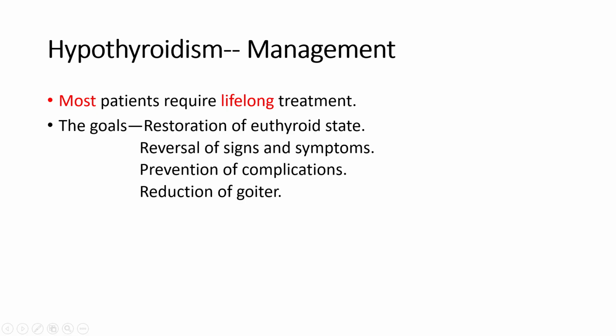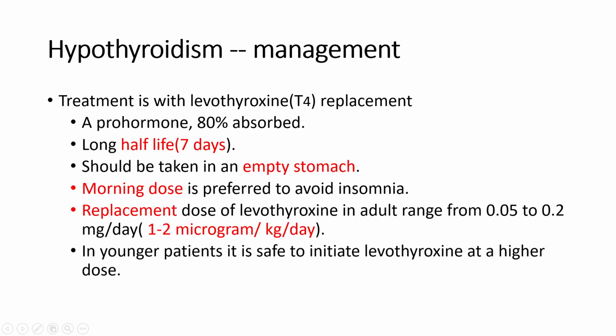Now, coming to the management aspect of hypothyroidism, most patients require lifelong treatment. The goals of treatment are restoration of the euthyroid state, reversal of signs and symptoms, prevention of complications, and reduction of goiter. The treatment is done with levothyroxine replacement. It is a thyroid hormone of which 80% is absorbed. It has a long half-life of 7 days. It should be taken on an empty stomach. Morning dose is preferred because it can cause insomnia if taken at night.